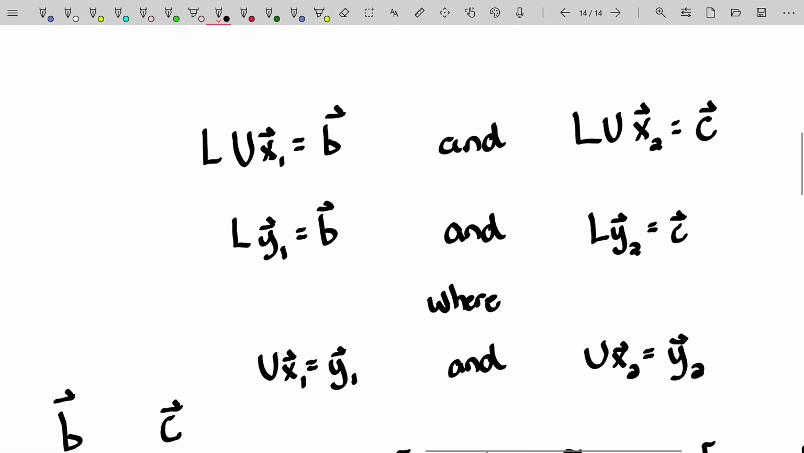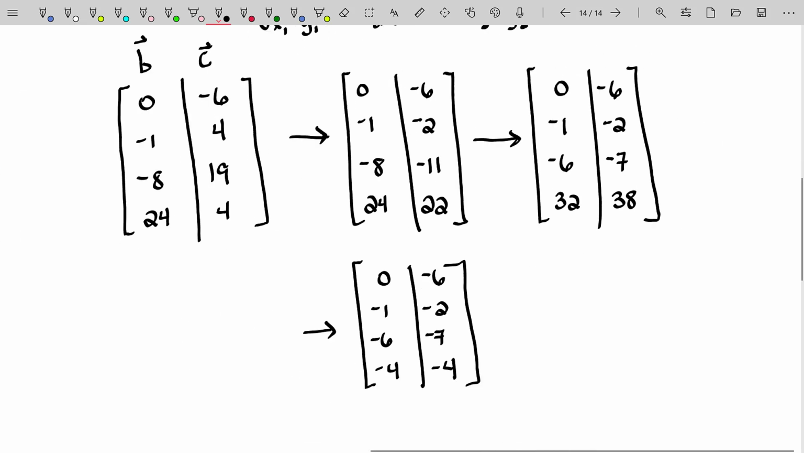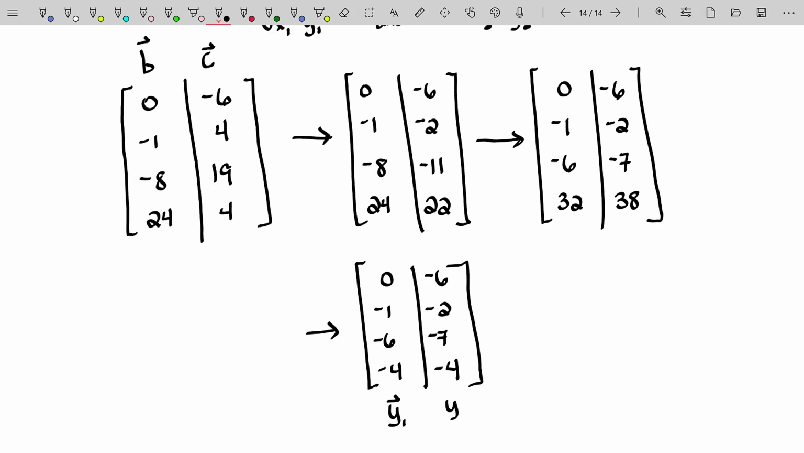They represent the right-hand sides after we've augmented L with B and done row reduction techniques. That B will change into our solution, y sub 1. So we know that y sub 1 is this first column, y sub 2 is the second column.